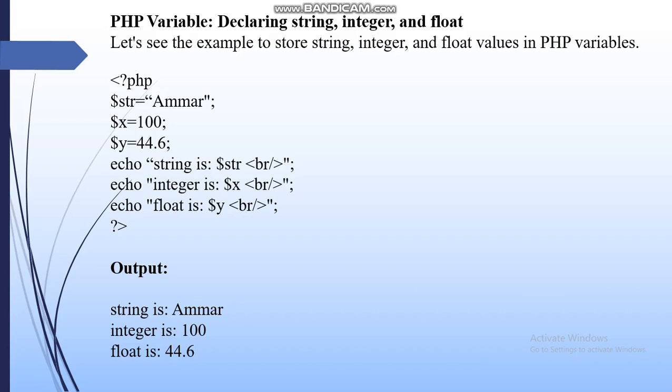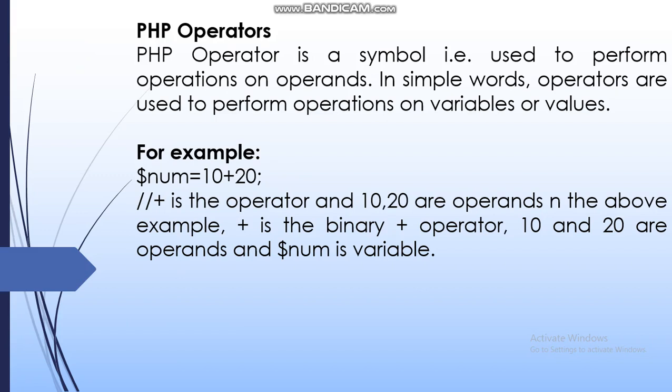How to declare a variable in PHP? Because in the next slide we'll discuss operators in PHP, and at that time we need to declare variables and operators. So see here, operators in PHP. An operator is a symbol that is used to perform an operation on operands. Please listen carefully.